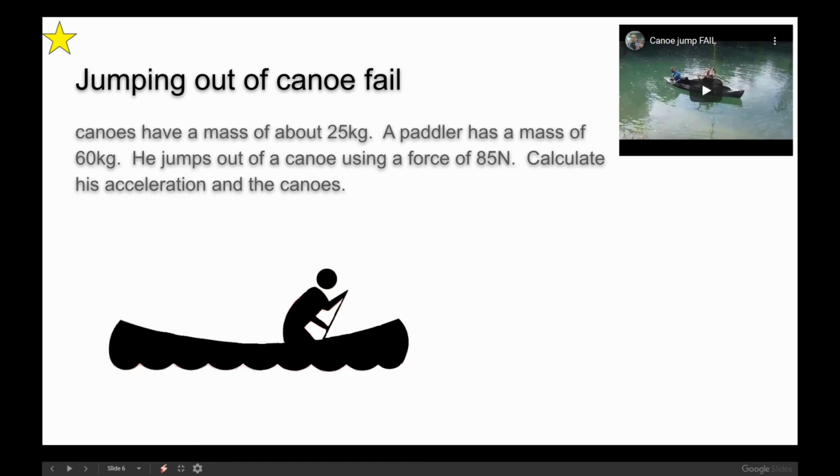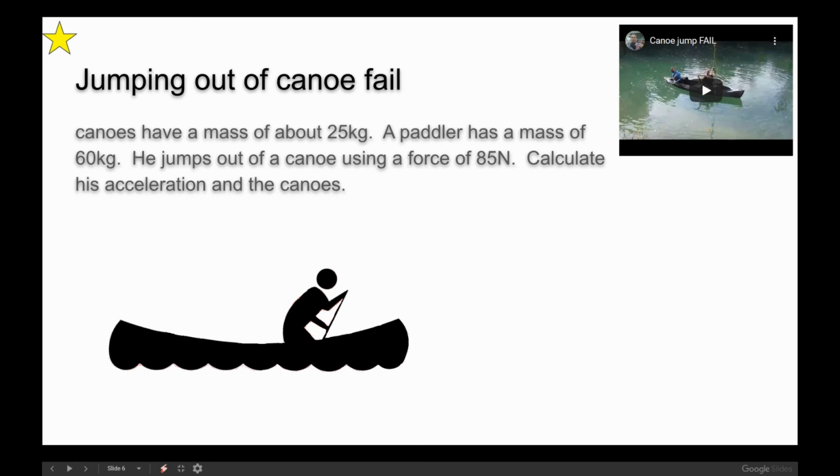Now let's take a look at some applications of these two laws put together. Canoes have a mass of about 25 kilograms. A paddler has a mass of 60 kilograms. He jumps out of a canoe using a force of 85 newtons. Calculate his acceleration and the acceleration of the canoe.